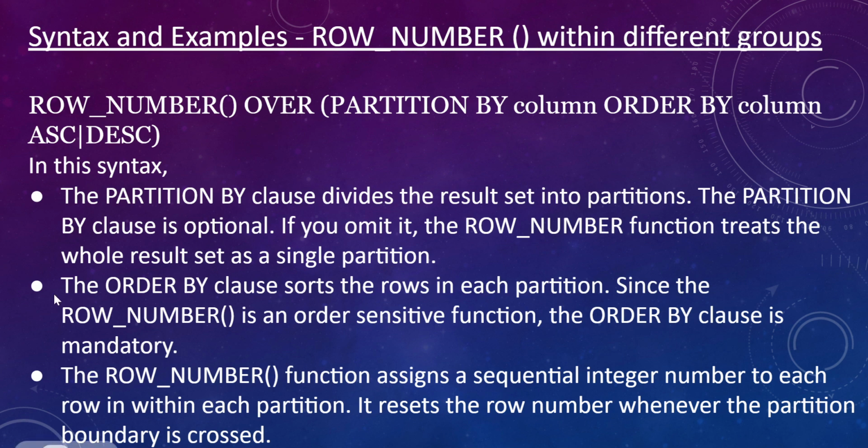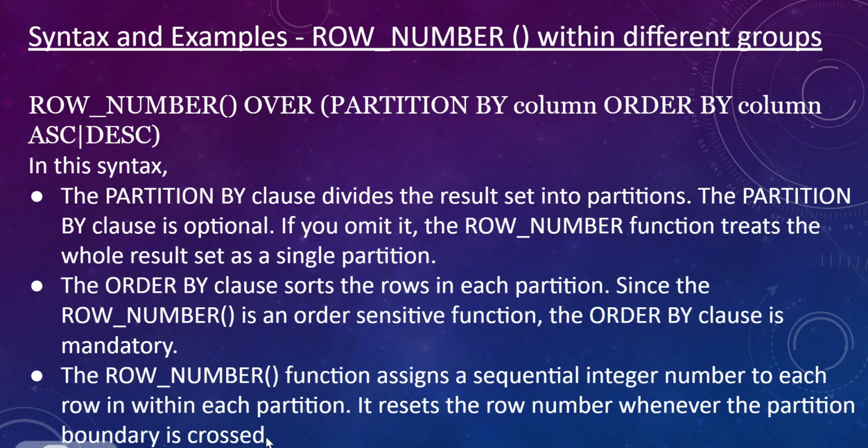Then the ORDER BY clause sorts the rows in each partition. Since row number is an order sensitive function, the ORDER BY clause is mandatory. So this is a mandatory clause, similar to the rank function and dense rank. However, the PARTITION BY clause is not mandatory, it's an optional clause. Then the row number function assigns a sequential integer number to each row within each partition. It resets the row number whenever the partition boundary is crossed.